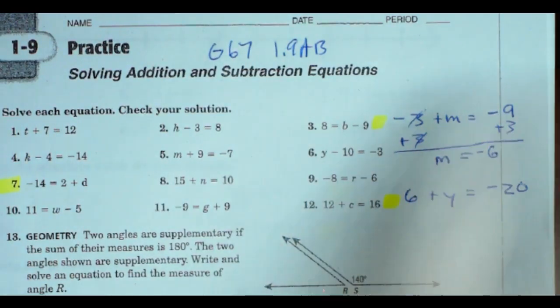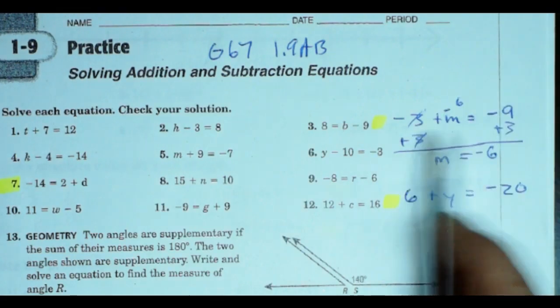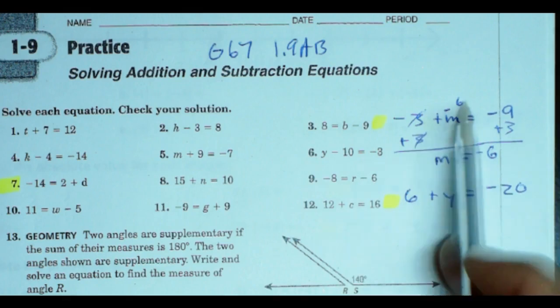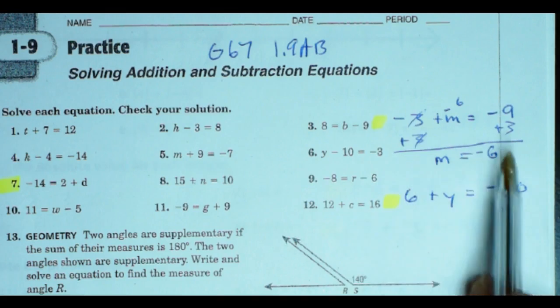And we can pop it in here and see if it works. Negative 3 plus a negative 6 equals a negative 9. That's right, because these here would be the same sign. So we just add them up. 3 plus 6 is 9, and keep the negative sign, and there's our negative 9.